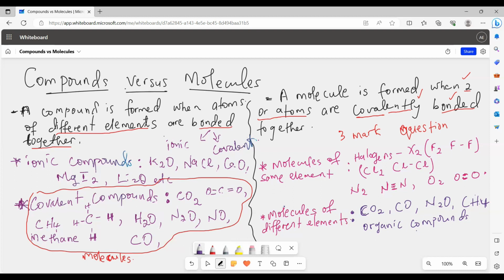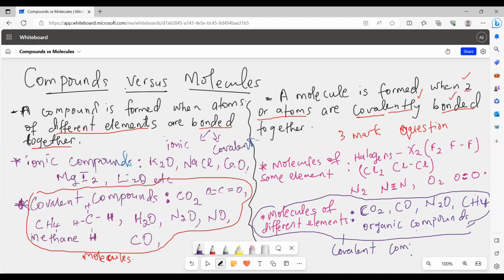Telling you that all your molecules of different elements are also called compounds. So they are covalent compounds. So these are some of the differences and the similarities between compounds and molecules.